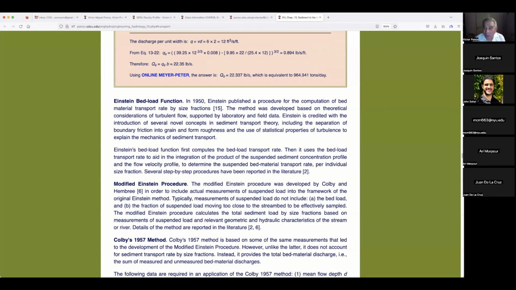That problem is what Colby tried to fix. He said nobody's using the Einstein method, but he fixed it, made it easy, made it simple, understandable, and then everybody uses a modified Einstein. So the modified Einstein was developed by Colby and Hembry in order to include actual measurements. Now that's number 6 in our reference list.